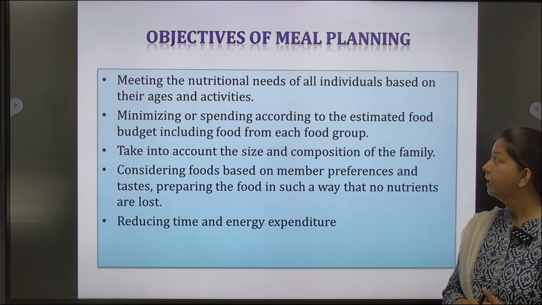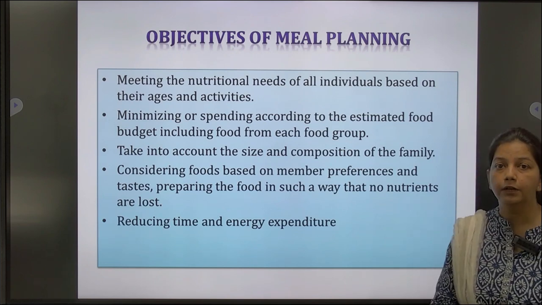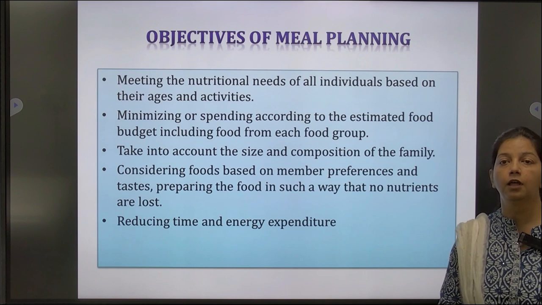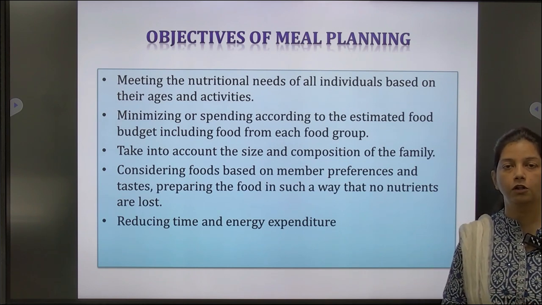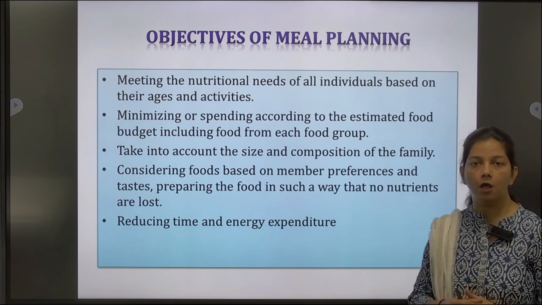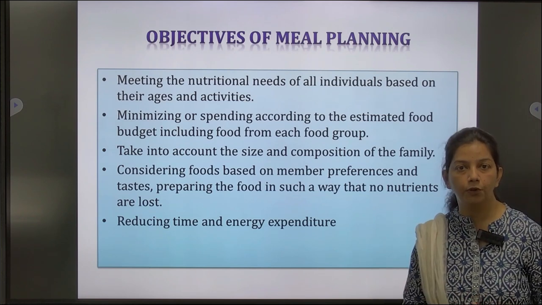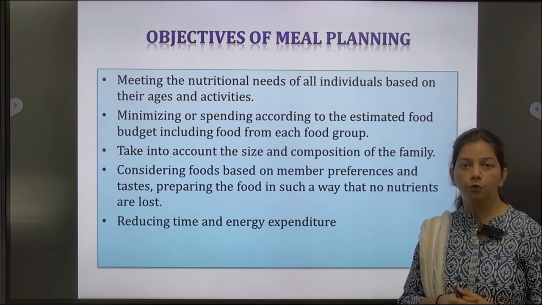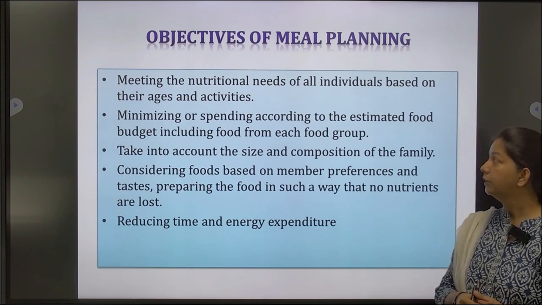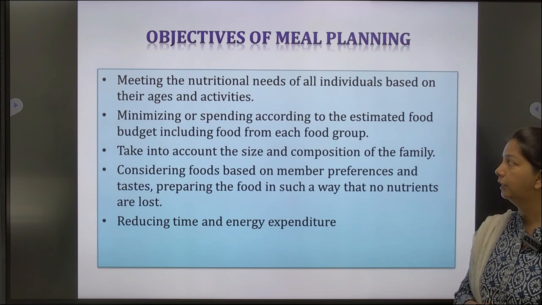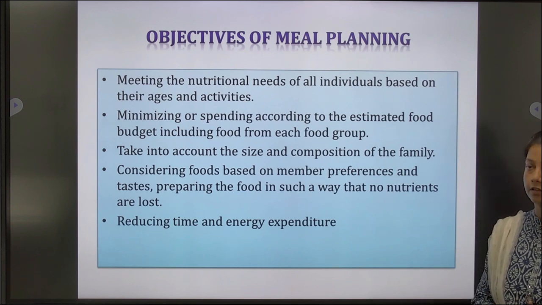The second one is activities. Two persons of different occupations have different activity levels, so their nutritional values are also different. Like one is a housewife and one is office-going or a teacher. So the nutritional requirement for both the ladies is different. So always keep this in mind while planning a meal: their age and their activity levels.